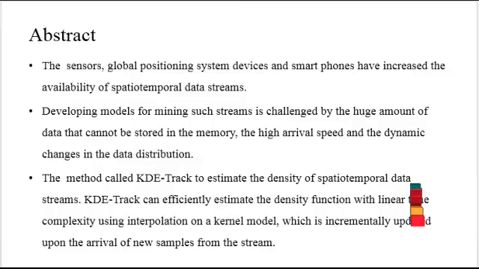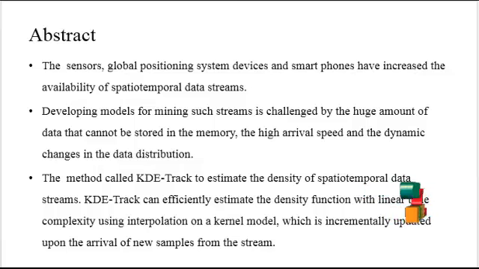And this is the abstract. Recent developments in sensors, global positioning system devices and smartphones have increased the availability of spatiotemporal data streams. Developing models for mining such streams is challenged by the huge amount of data that can't be stored in memory, the high arrival speed, and the dynamic changes in data distributions. Density estimation is an important technique in stream mining. For a wide variety of applications, the construction of kernel density estimators is well studied and documented. However, existing techniques are either expensive or inaccurate and unable to capture changes in the data distribution.